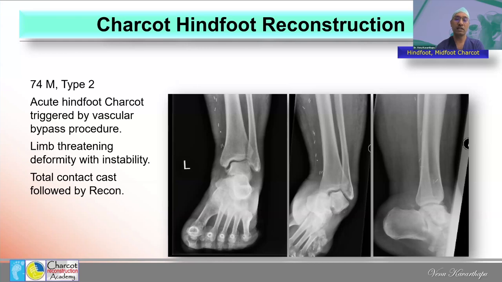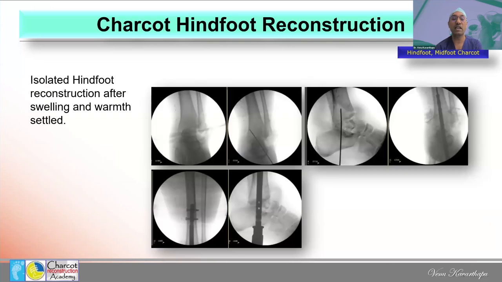This 74-year-old type 2 diabetes patient had an ultradistal bypass surgery, and within a few weeks, he developed an acute Charcot. The picture on the left side of your screen shows the ankle X-ray done soon after the vascular procedure, but within a few weeks. And this is not an uncommon phenomenon. When the circulation increases, the foot can remain vulnerable to acute Charcot. And of course, by the time the patient came for surgery, due to persistent lateral loading, it had already developed lateral column osteomyelitis. However, this is purely a hindfoot deformity.